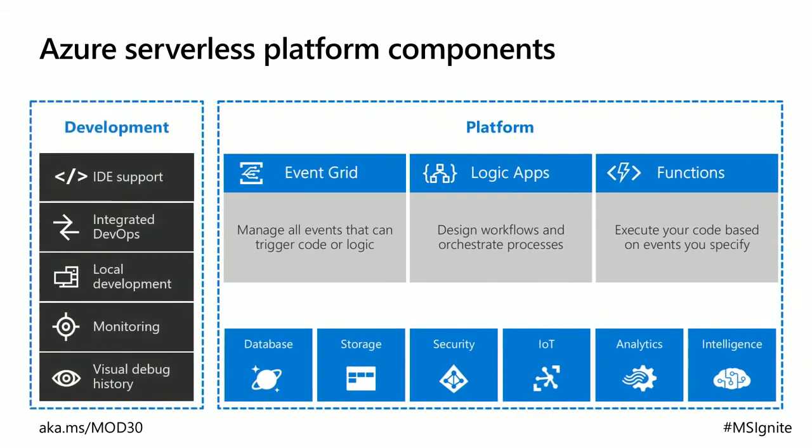Underneath that, we have a database, we have storage, we have security, IoT. We have a lot of different features that you can use on the back end and access them through your functions and through your Logic Apps and scale them through Event Grid. For developers, we have local development facilities through Visual Studio and Visual Studio Code that you can use. We have integrated DevOps and IDE support. And I showed you the monitoring as well. We also have Visual Debug too.